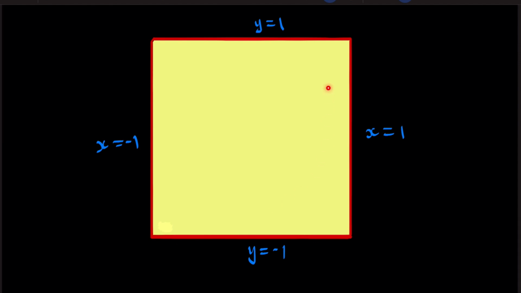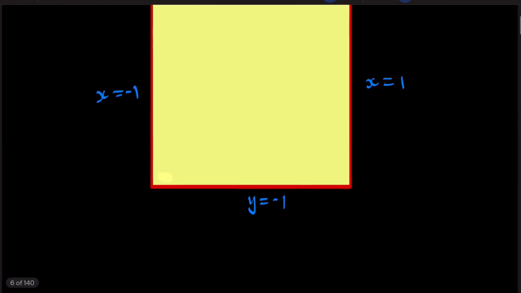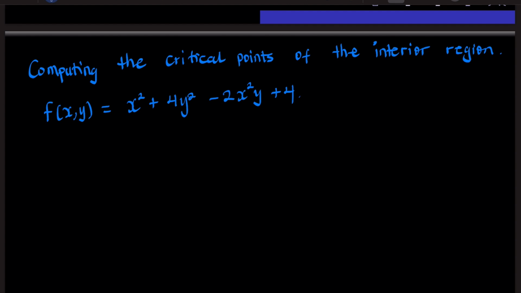Let's now solve for the interior critical points. We now compute the critical points of the interior region. So here we just have to differentiate the given function partially with respect to x and with respect to y. Then we set our answer equal to 0. So finding the partial derivative of f with respect to x will be given as 2x minus 4xy. And that of partial of f with respect to y will be given as 8y minus 2x squared.